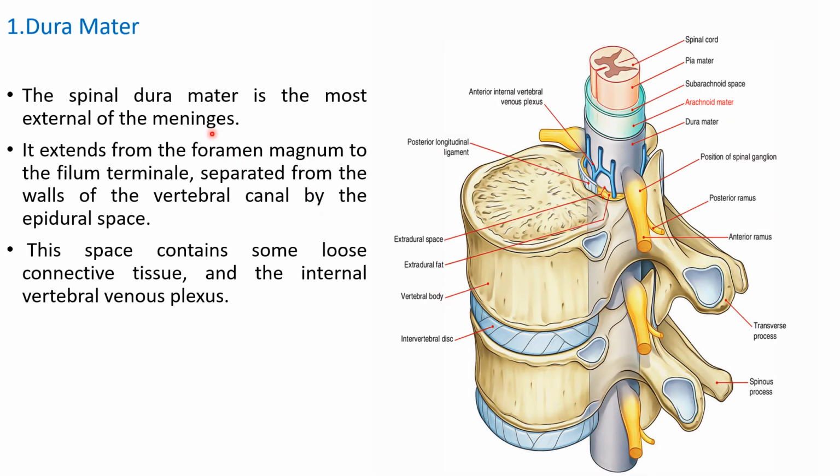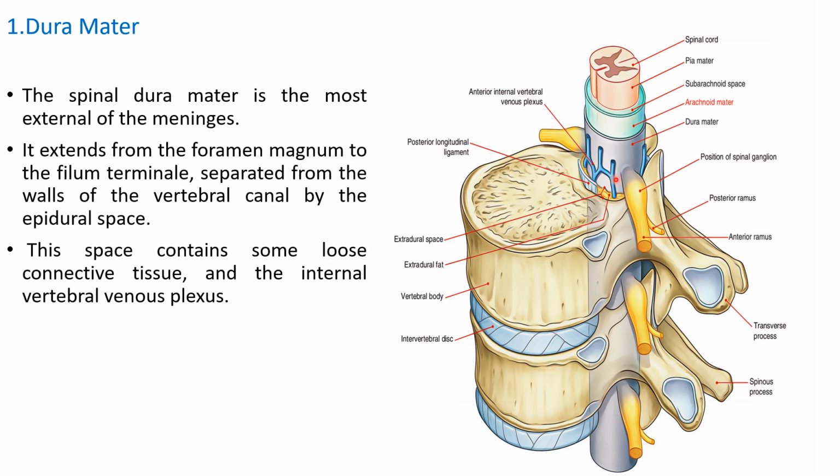About the first layer of the spinal meninges, that is the dura mater. It is the most external of the meninges. It extends from the foramen magnum to the filum terminale, separated from the wall of the vertebral canal by the epidural space. This epidural space contains loose connective tissue and the internal vertebral venous plexus.